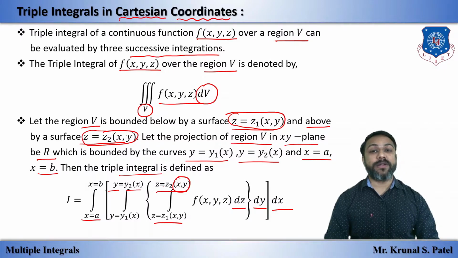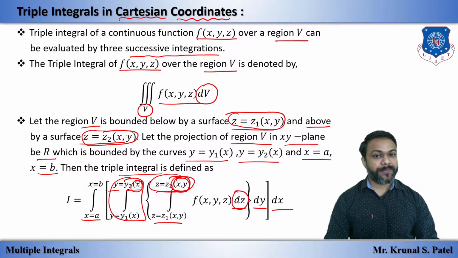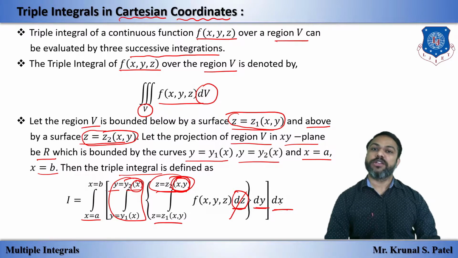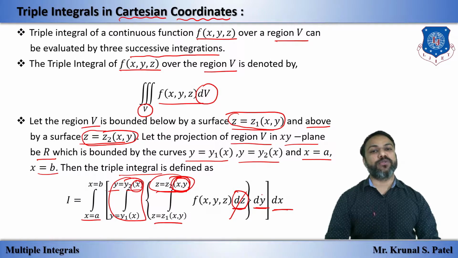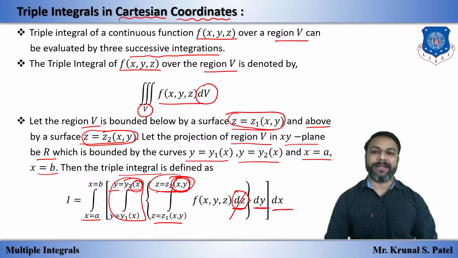Now it depends on, as I told, the inside limit. Both the limits are of the form x and y. So first we will integrate with respect to z. Then after completing with respect to z, we have two variables x and y. So the same concept applies as in the double integral. Let's have a look at an example so you can understand better.